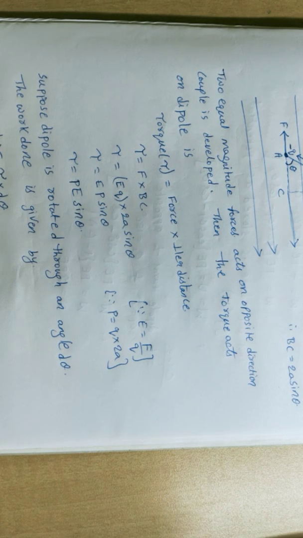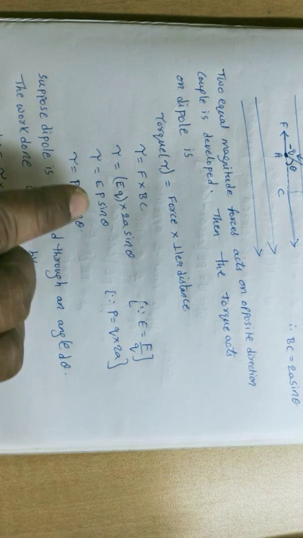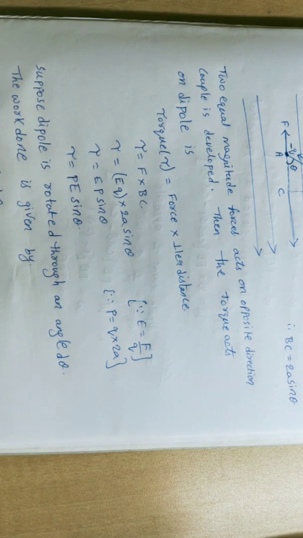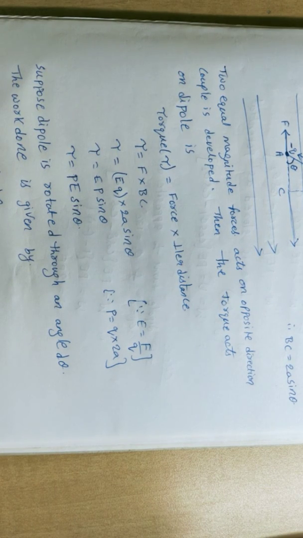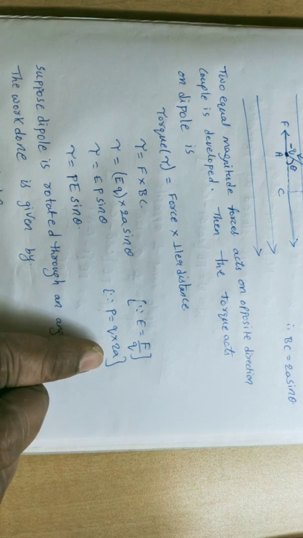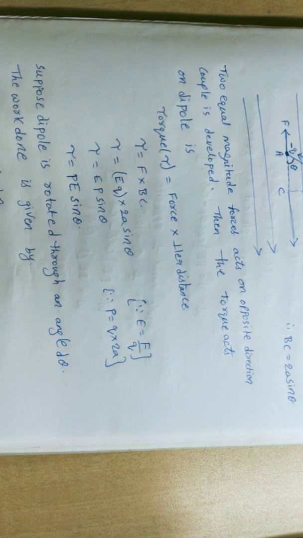Then torque tau is equal to E into P into sin theta. Why do we represent this P? Because it is the electric dipole moment. We know previously the electric dipole moment P is equal to Q into 2a. Therefore tau is represented as PE sin theta.